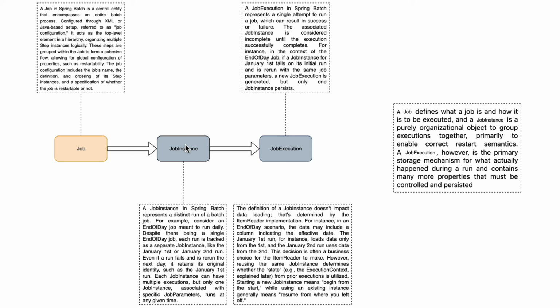So, globally, a job defines what a job is and how it is to be executed, and a job instance is a purely organizational object to group executions together, primarily to enable correct restart semantics. A job execution, however, is the primary storage mechanism of what actually happened during a run and contains many more properties that must be controlled and persisted.